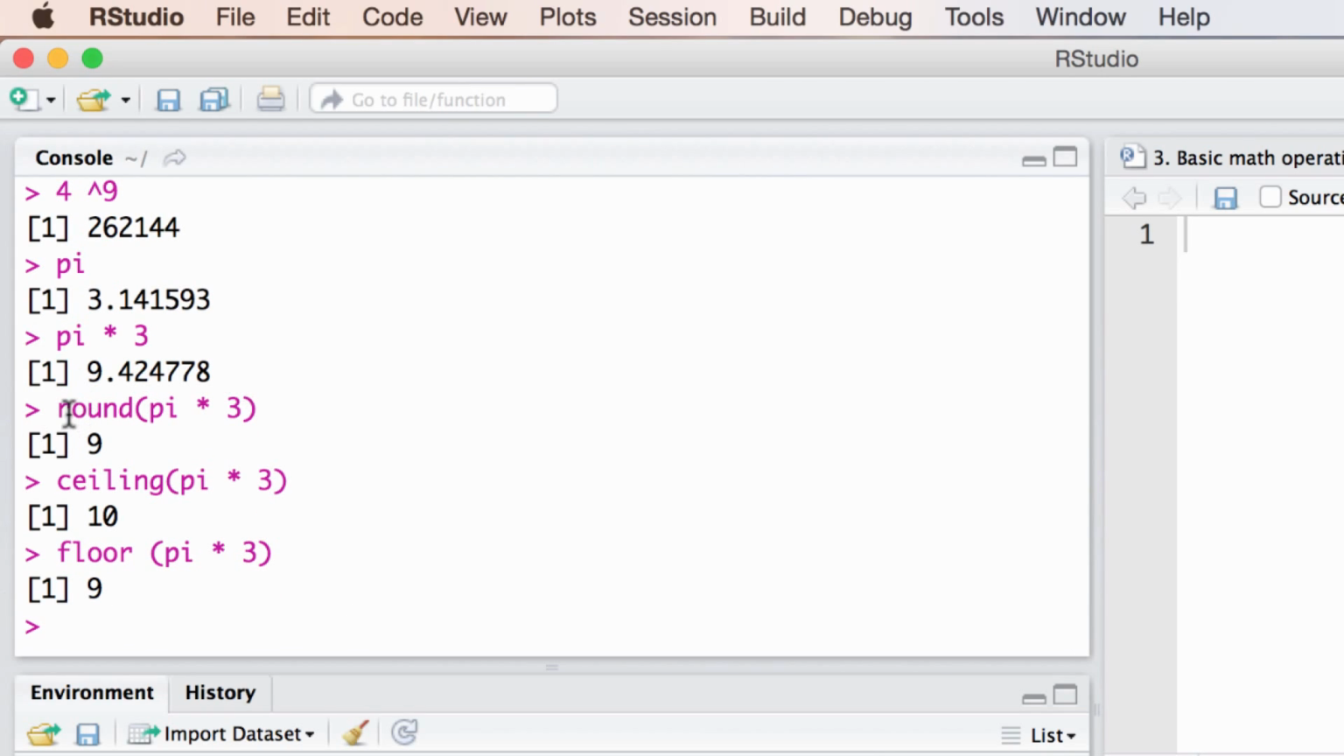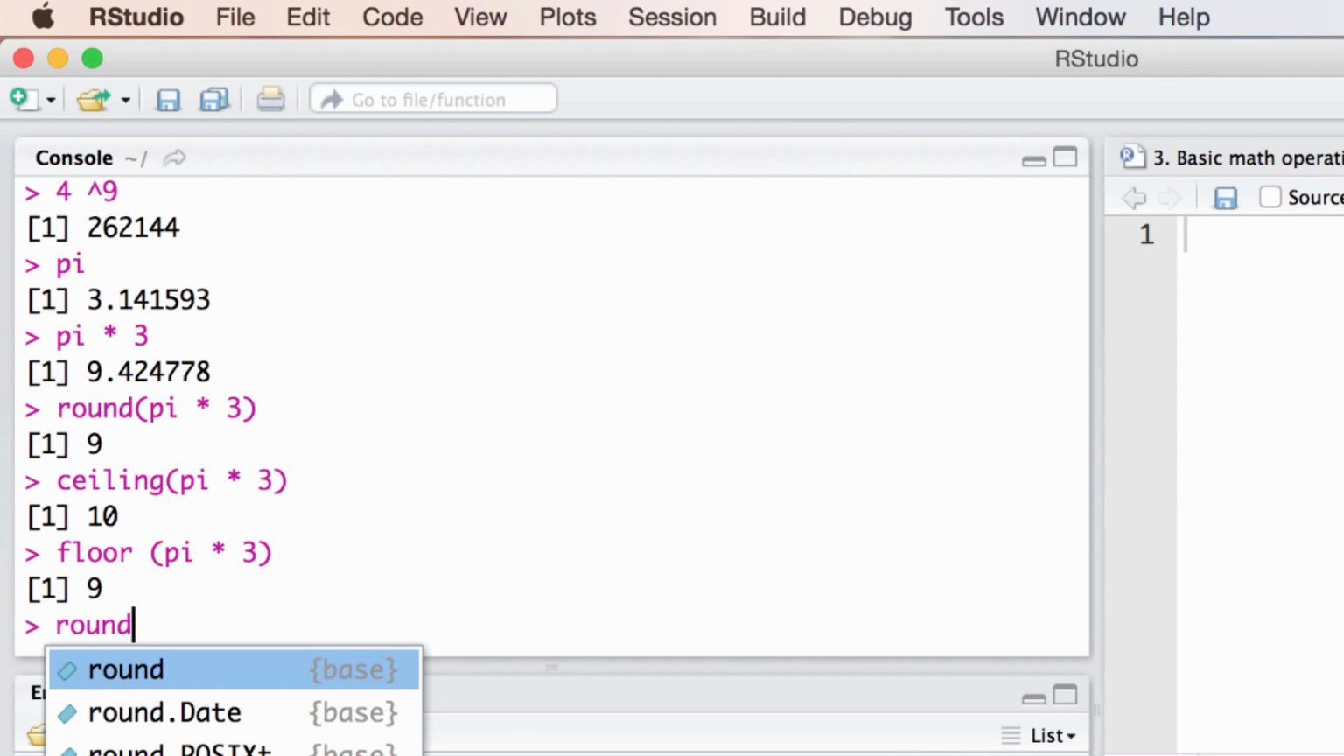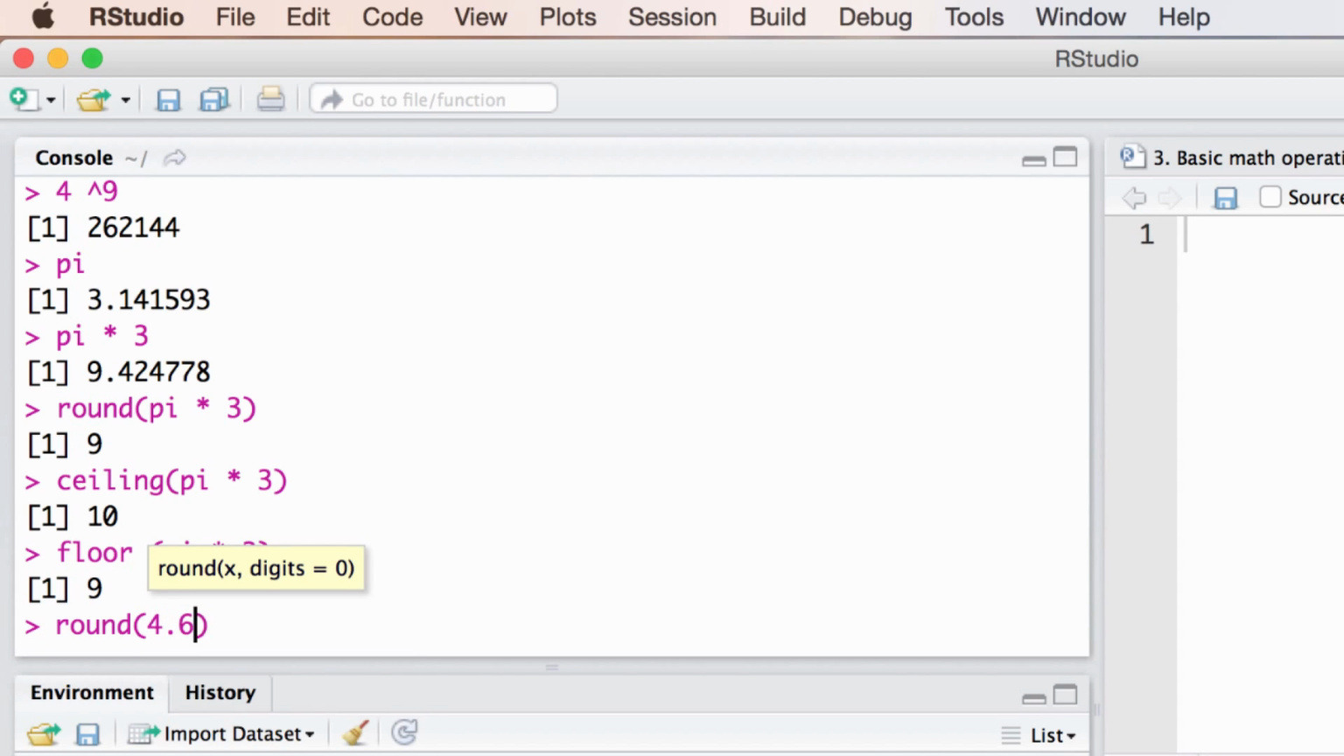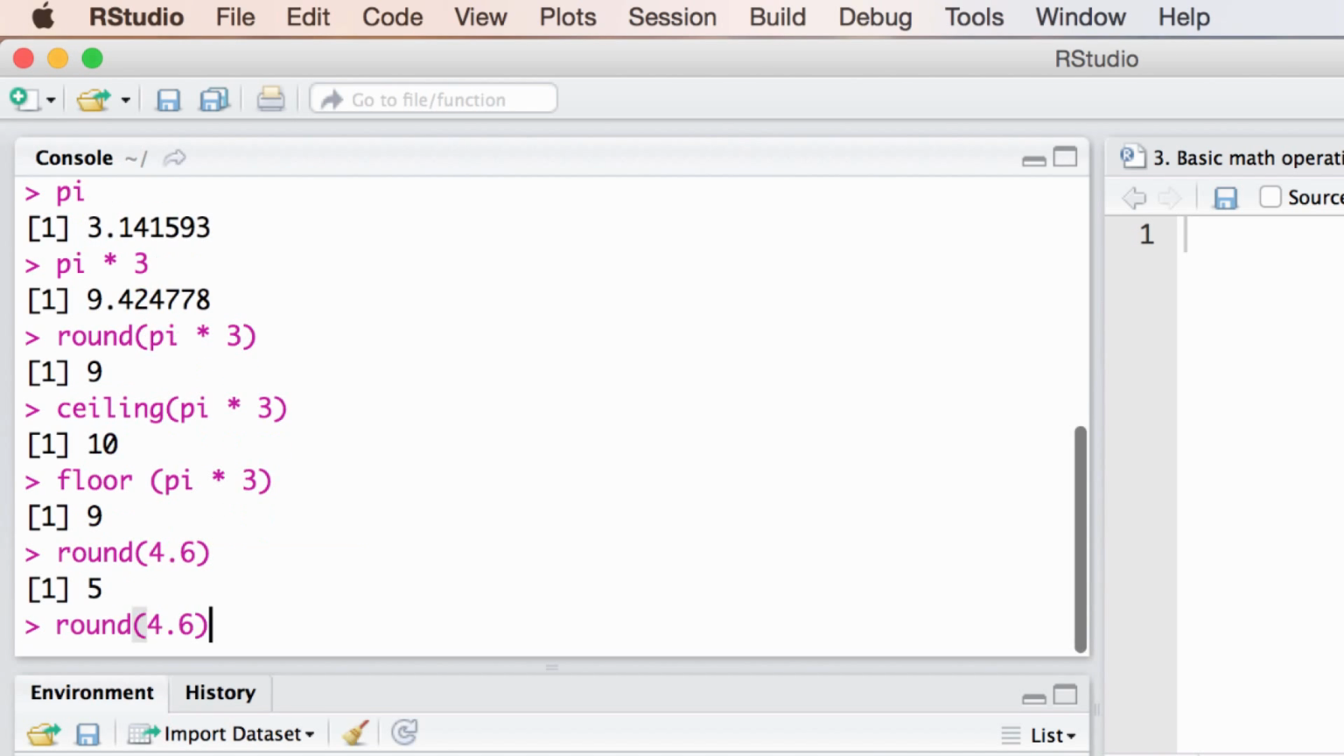The difference between round and floor is, instead of 9.42 we had 9.52. Round of that specific number would have given us 10. We can see that with the demo. 4.6: the round of 4.6 will round it up to 5. Round of 4.4 will round it down to 4.